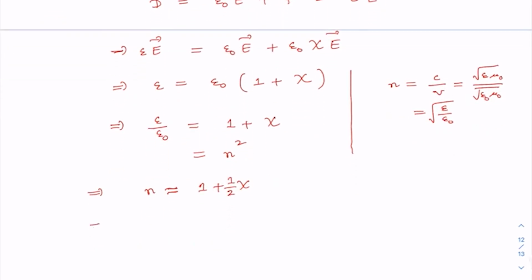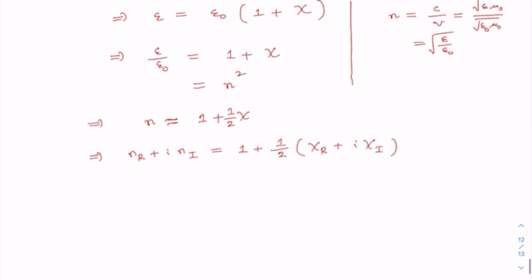The refractive index is a complex quantity, so it has a real part and an imaginary part. Susceptibility also has a real part and an imaginary part, so let me write it this way: chi of r plus i into chi of i. The real part of the refractive index is equal to 1 plus half of chi of r, and the imaginary part of the refractive index is related to the imaginary part of the susceptibility, like this.